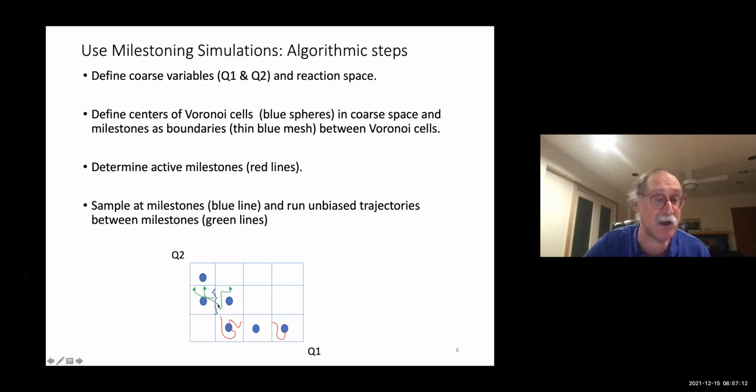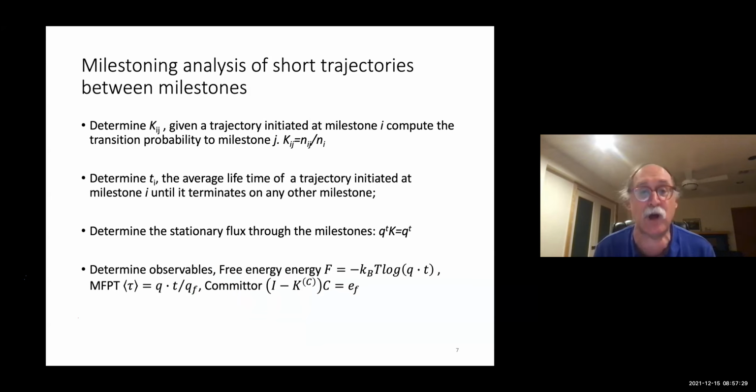We collect the probability that you start with a particular milestone and you end at another interface. Given that you start from here, what is the probability that you end up here? And we also collect the time it takes the trajectory to reach another milestone. These two entities are all we need in order to calculate some interesting thermodynamic variables. We calculate the so-called Kij.